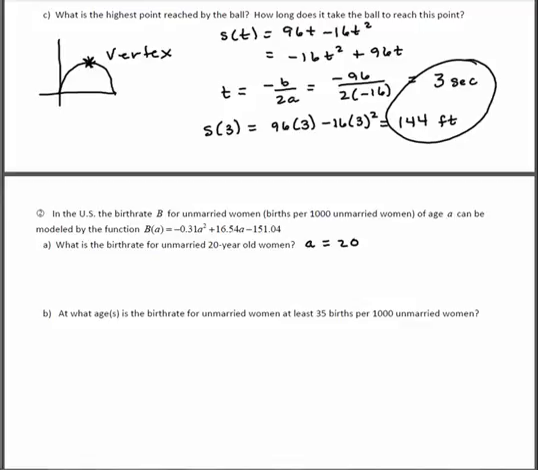And if I plug that into the function, B of 20, putting 20 in for all of the a's, and then grabbing my calculator, which I've got to do here, I came up with 55.76. So we can say there's approximately 56 births per 1,000 unmarried 20-year-old women.